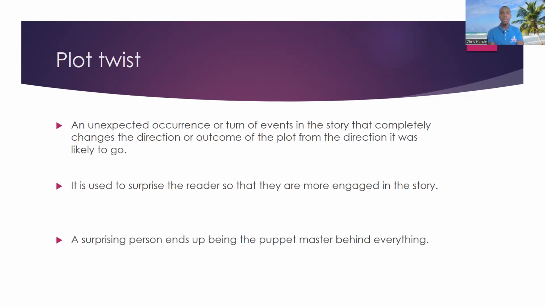So an example would be a surprising person ends up being the puppet master behind everything. This surprising person could be somebody that you would never believe would have any connection to what was done, assuming that it's something bad, right? So that's an example of a plot twist. It has to be unexpected, right? If you could predict it, then obviously that's not a real plot twist. It has to be something that no one could have predicted based on the way the events were unfolding in the story, right?